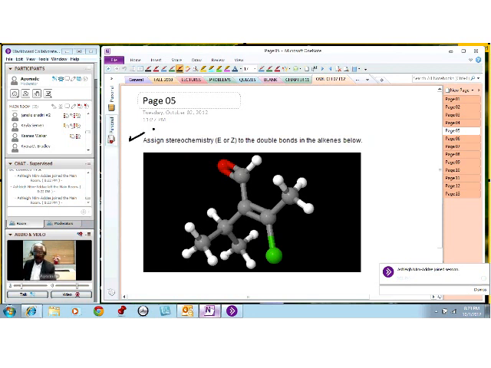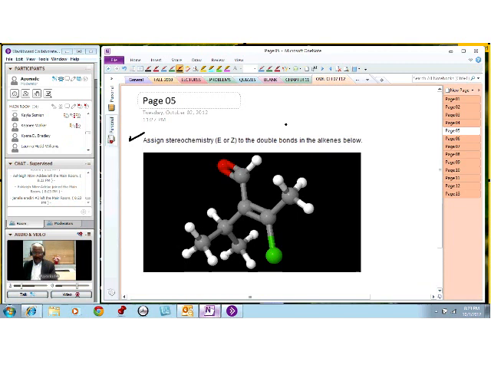Kiera, go ahead and read this question for us. Assign stereochemistry E or Z to the double bonds in the alkenes below. Okay, very good, and thank you. So now they want us to assign the stereochemistry E or Z to this double bond right here. So let me go ahead and write this out.